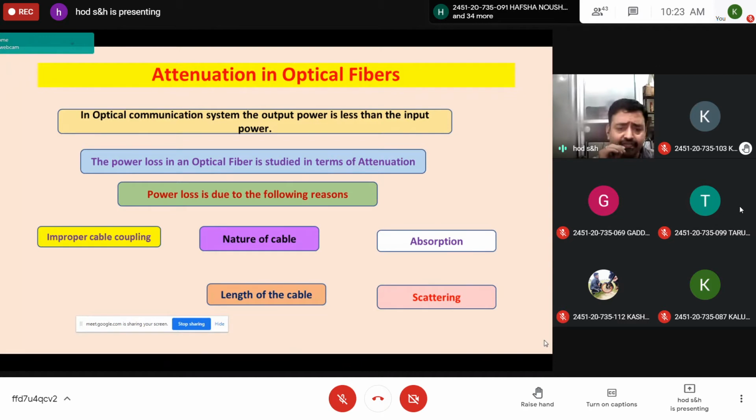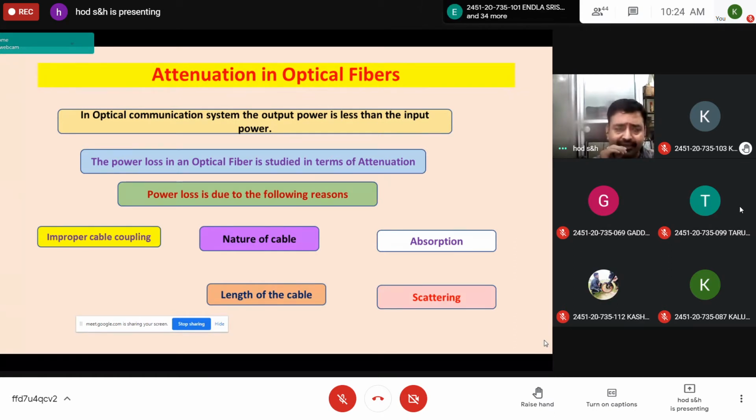Then second, the nature of the cable. That means the nature of the material. Even though we assume the refractive index profile is perfect, some deviation may be there, and the material may absorb light. So 100% of light is not refracted, and because of that some power loss will exist. And the length of the cable: as the length increases, the power loss becomes more, increasing exponentially. So the length of the cable is also a reason for attenuation of the fibers, and the scattering of them.